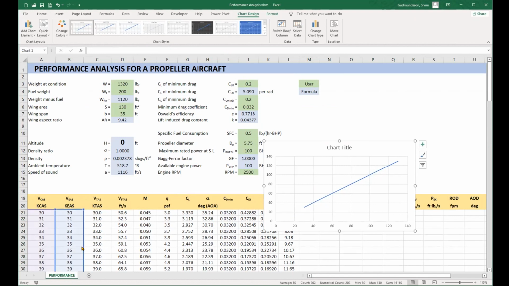Let's move the Y column to the dynamic pressure column. This is how it behaves with respect to the airspeed. As expected, it increases with the square of the airspeed.